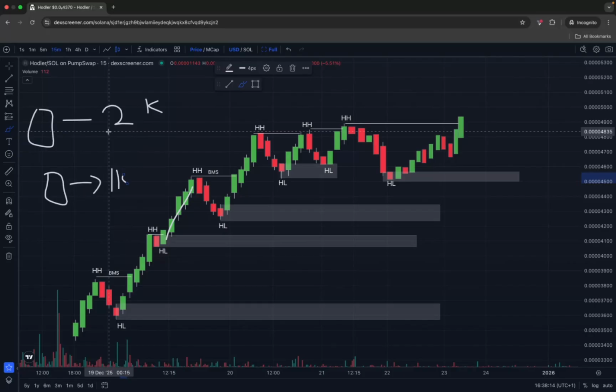You see, when it comes to trading, it's all about demand and supply. It's all about economics. Every candle you see here is an interpretation of actions between buyers and sellers.